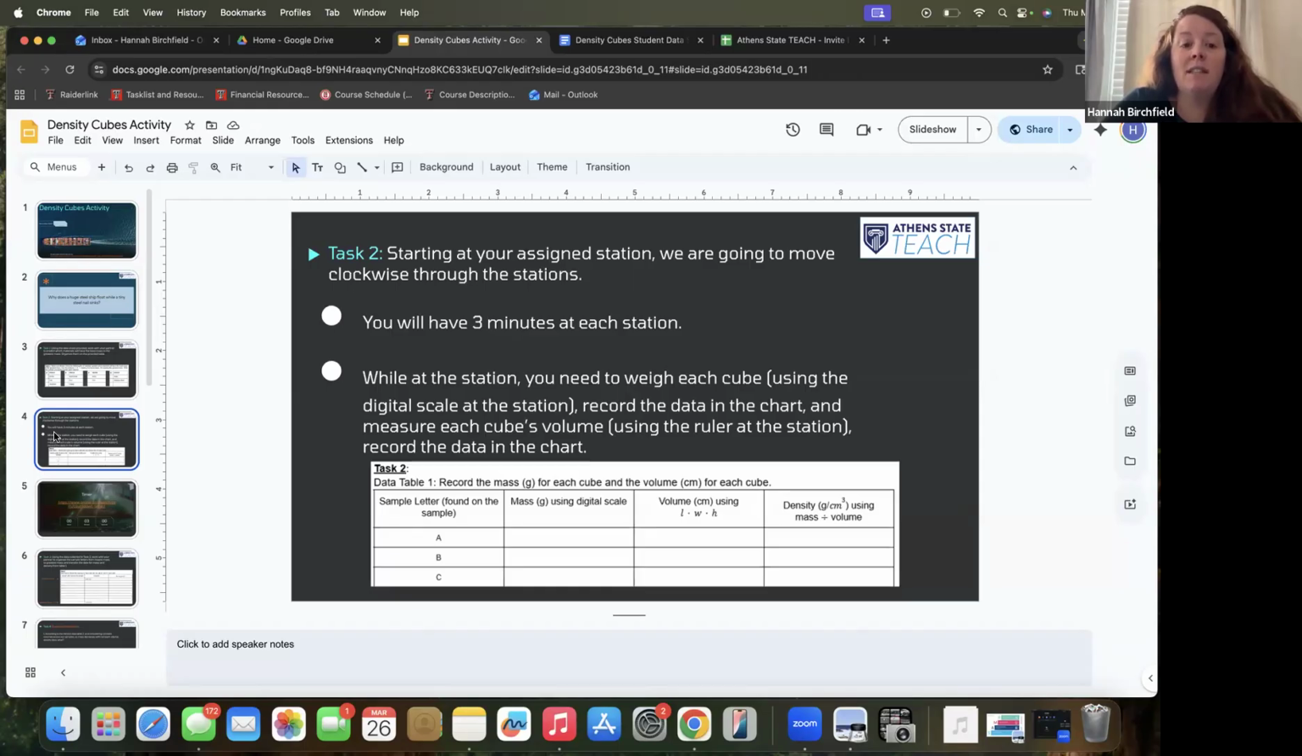If your kids are in an advanced class and you feel like they're going to knock it out in a minute and a half, say you have a minute and a half at each station. If they're a little lower, maybe they need some additional time or some additional support, you may say 4 or 5 minutes at each station, and instead of going to all 5 stations, they may only go to 2 stations. It's okay if they do not get data for every single sample.